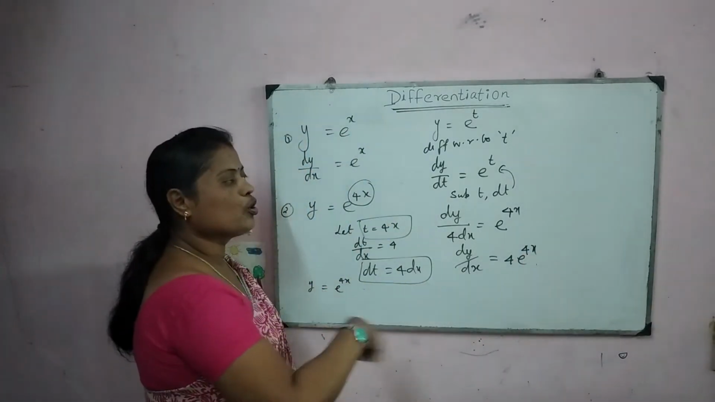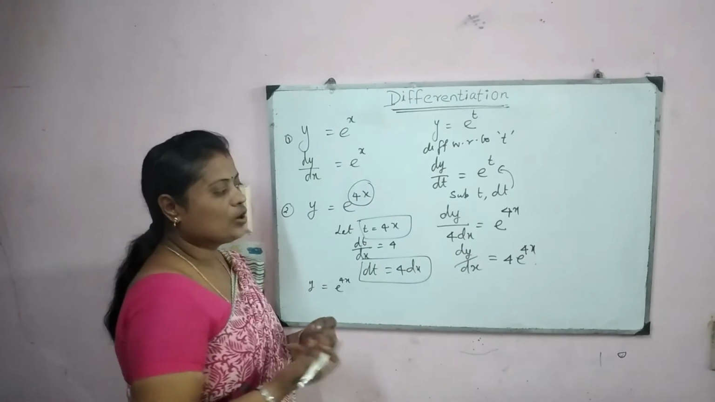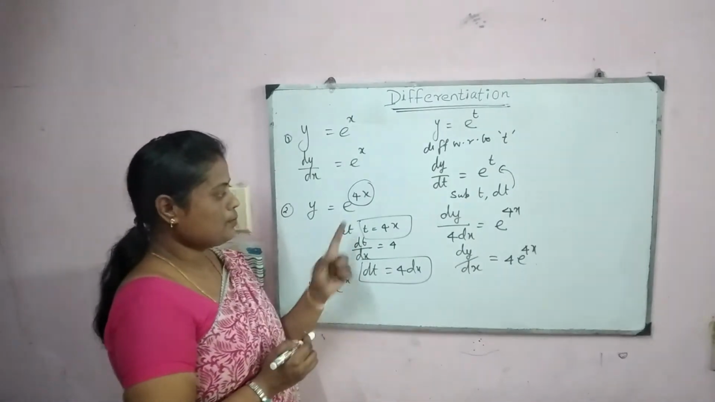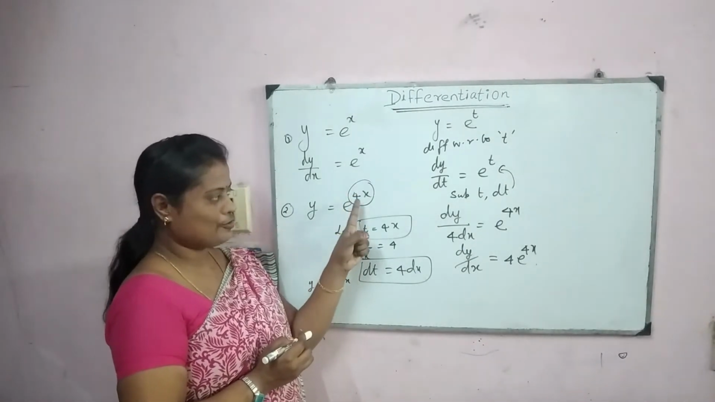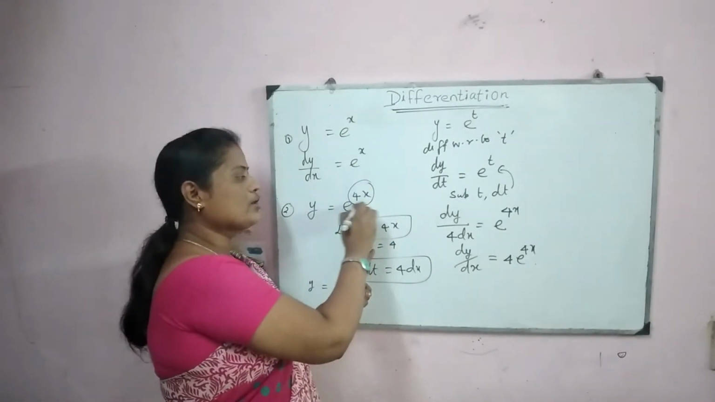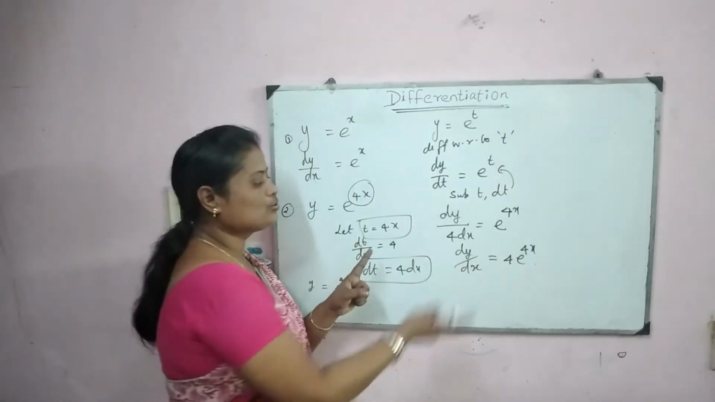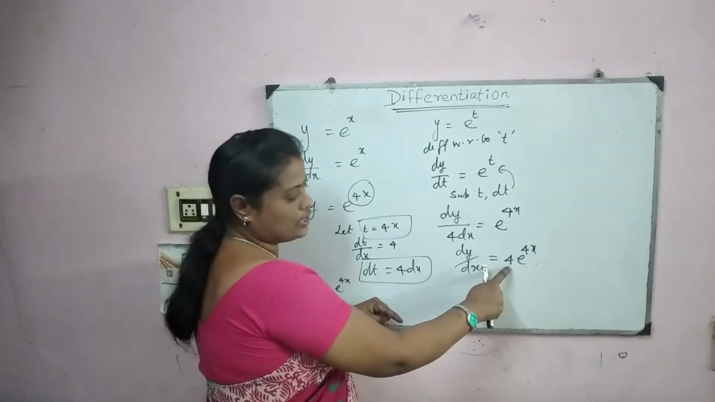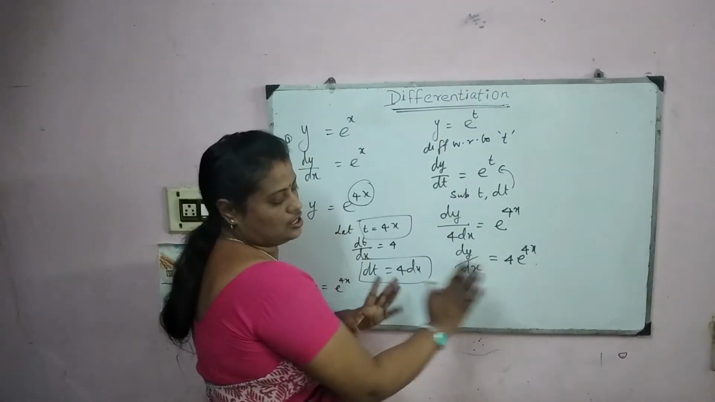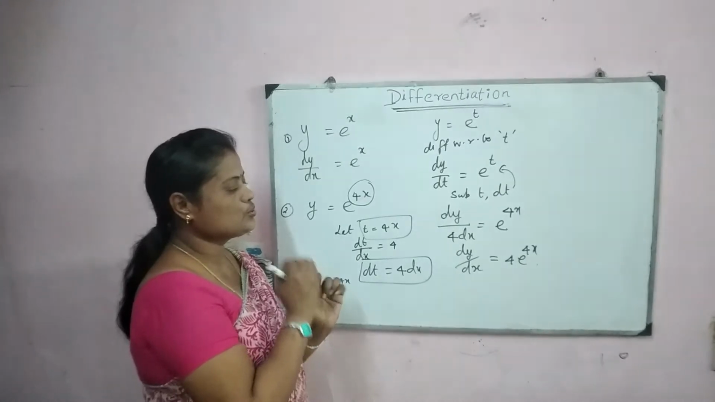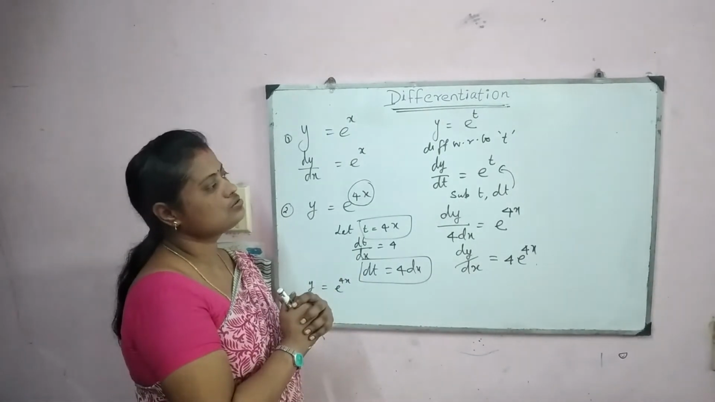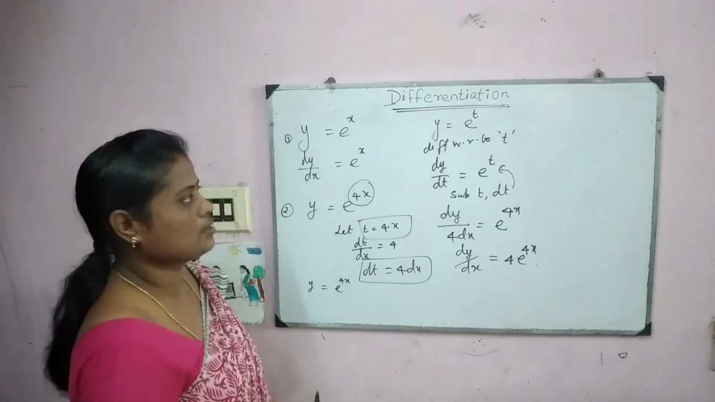So the whole process we identified is: e power 4x differentiation is e power 4x, into that 4x differentiation is 4. You have to write it in the product, you just write it in the front. So this is the pattern. Using these steps we are going to see some extra problems.